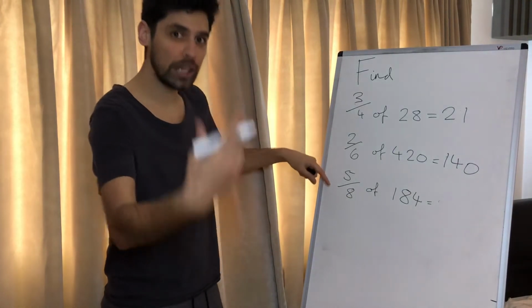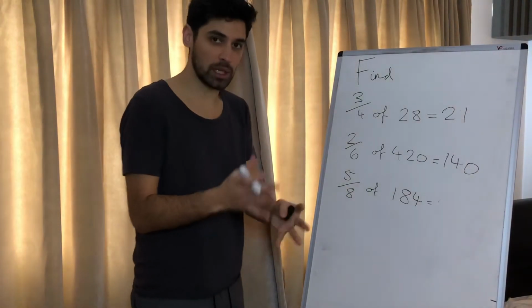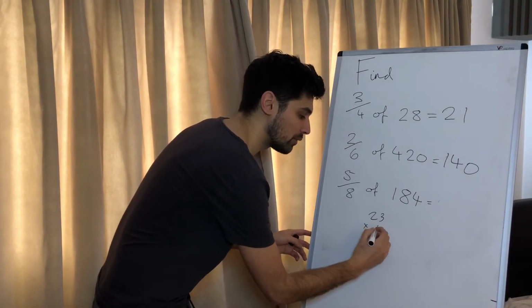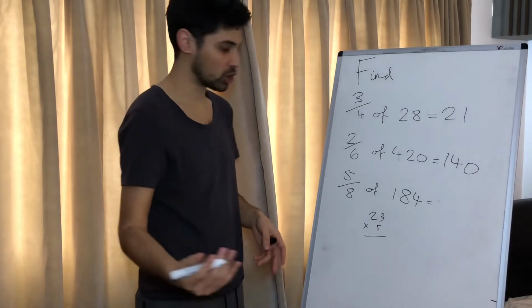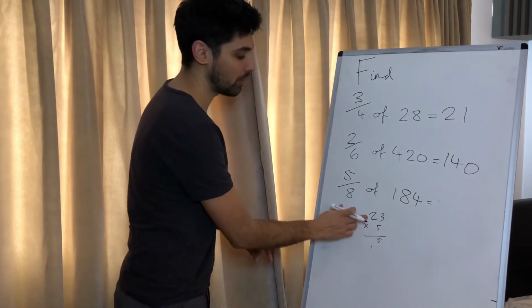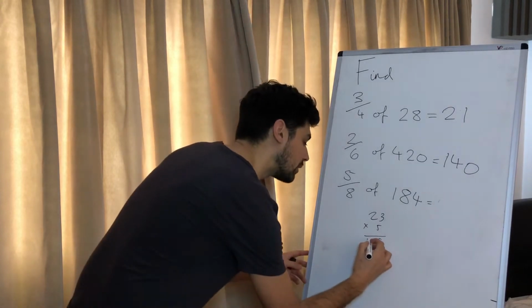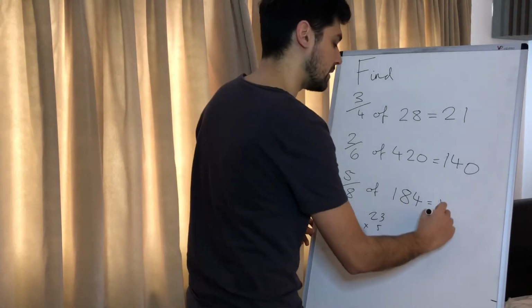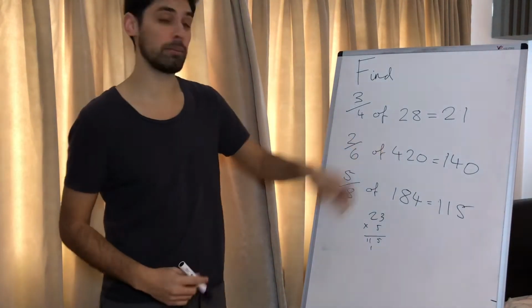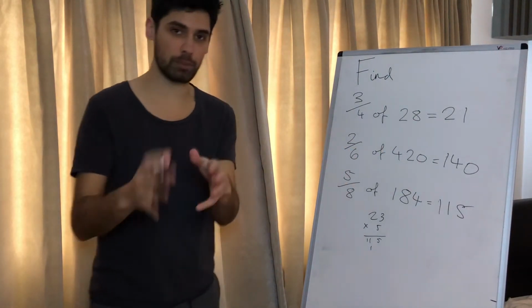Then 23 times 5. Now sometimes you might need to go to the side and do 23 times 5, a little bit of column method multiplication here. So 5 times 3 is 15, so write the 5, carry the 1. 5 times 2 is 10, add the 1 is 11. So we got a nice 115 there. And that's it. So remember, when finding the fraction of a number, divide by the bottom, times by the top.